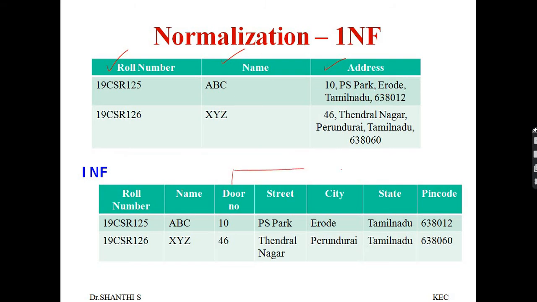Now this composite attribute is decomposed into atomic attributes like this. So this one attribute is decomposed into multiple separate attributes. In this relation, all the attributes are now atomic. Now the table is in first normal form. So when all the attributes are atomic, that is called first normal form.